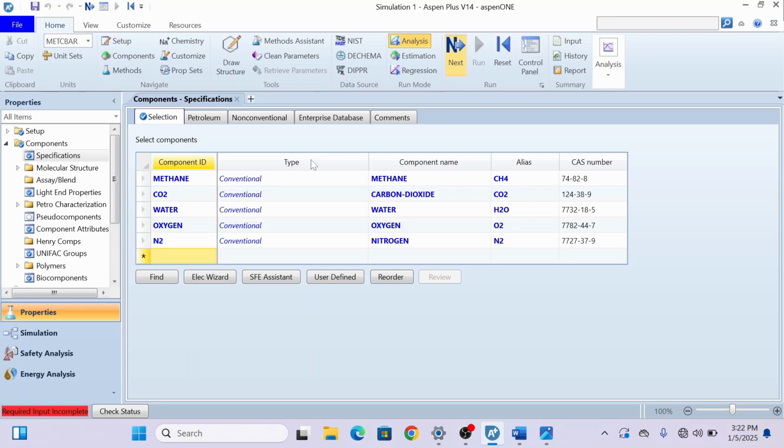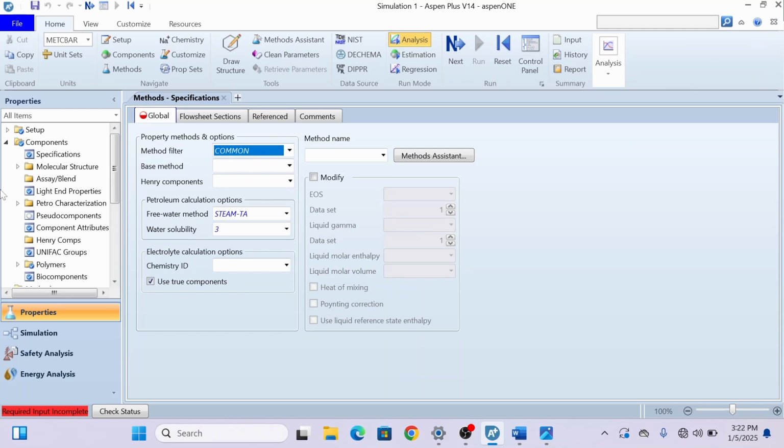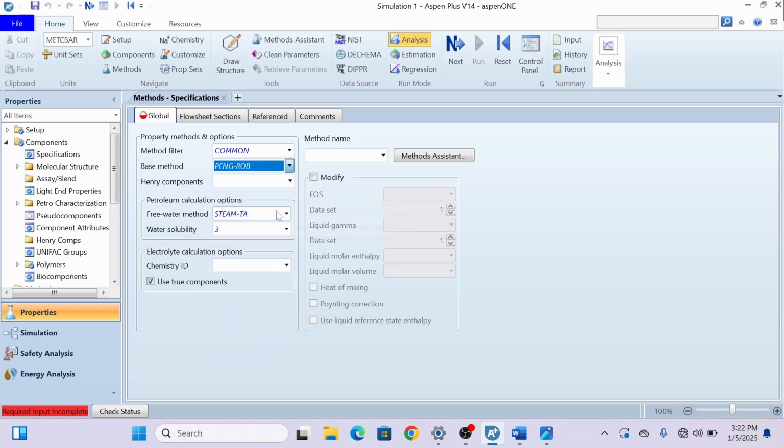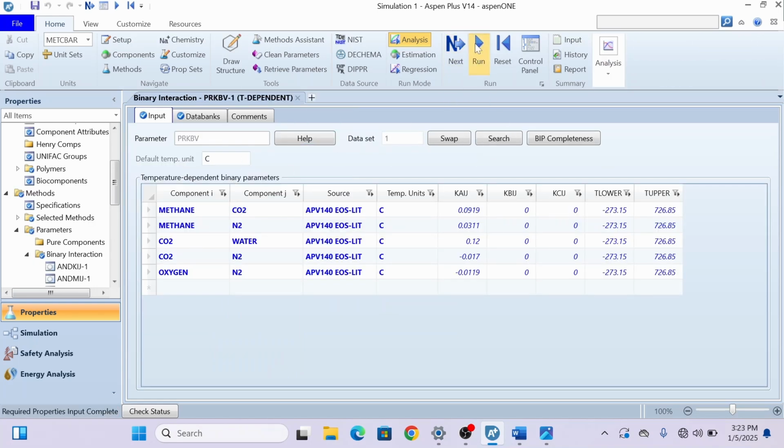After this, I will press this next button. In the next, I have to add my property package. So in the property package, I can use Aspen Robinson. After that, I will press this next. Just press this run button. After that, I will go to my simulation.